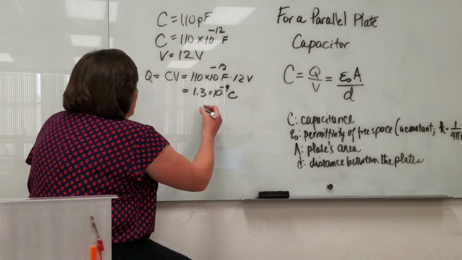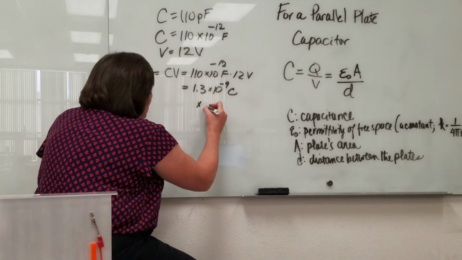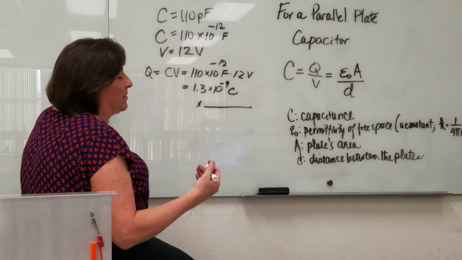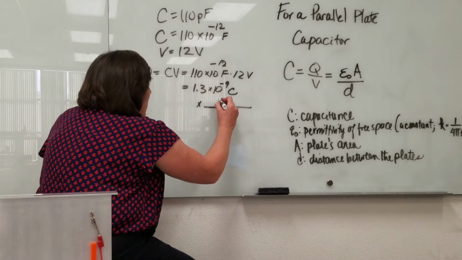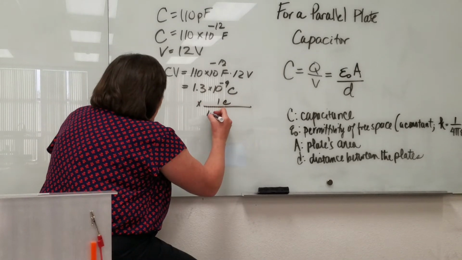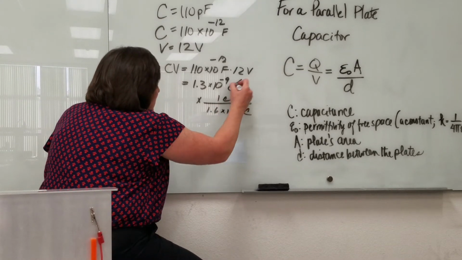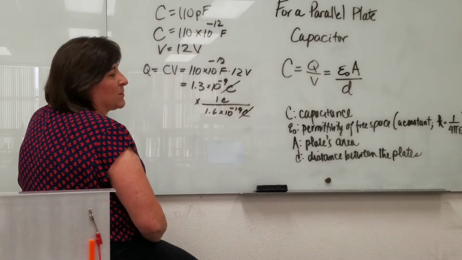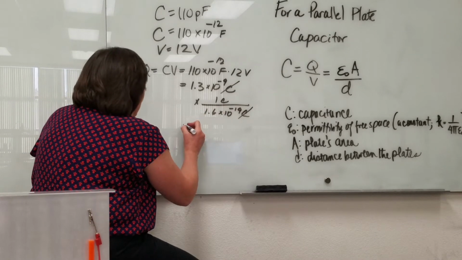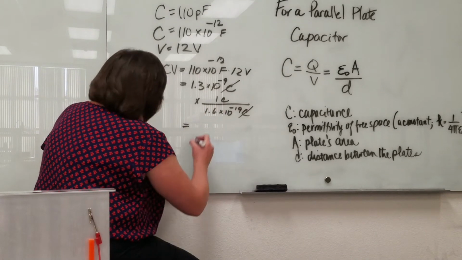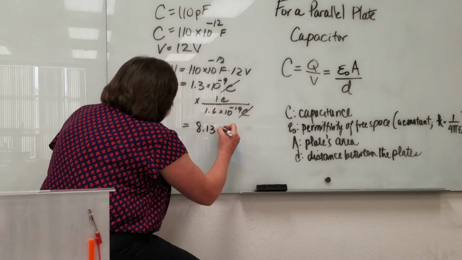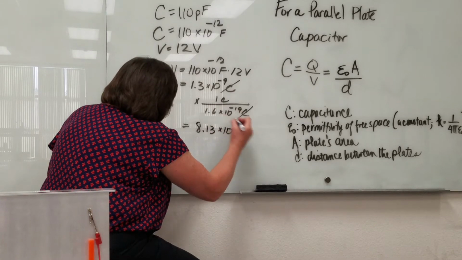But let's figure out exactly how many electrons that means are gathered on the negative plate. Well, one electron is 1.6 times 10 to the minus 19 coulombs. So the unit of coulombs will cancel out and we'll be left with units of electrons. And so the answer there is 8.13 times 10 to the 9th electrons.